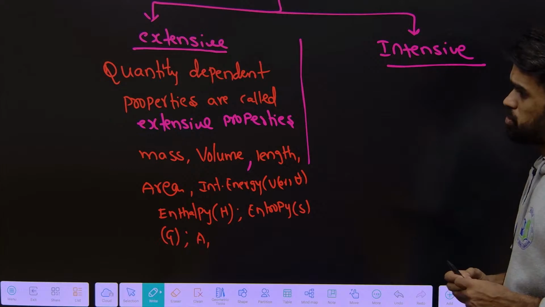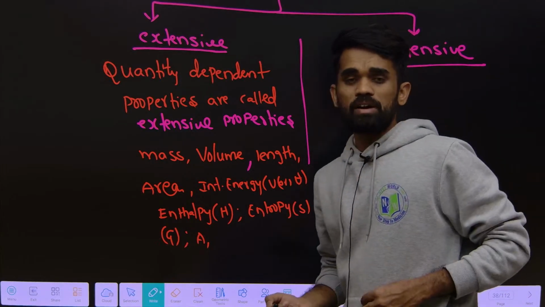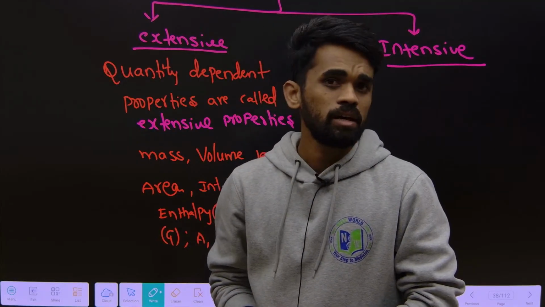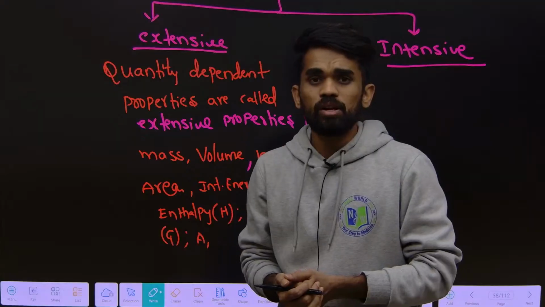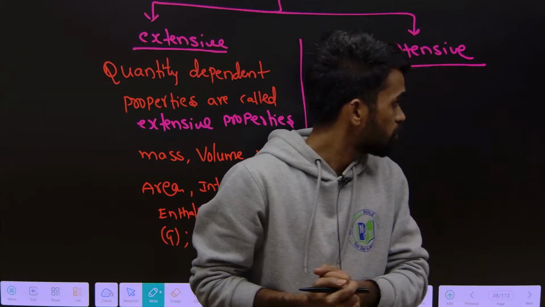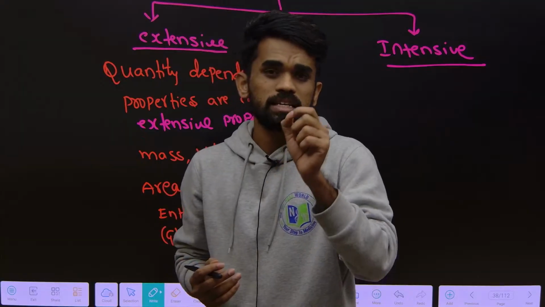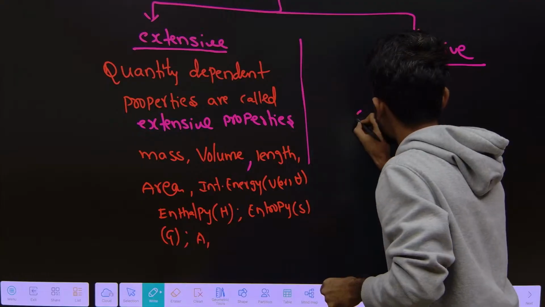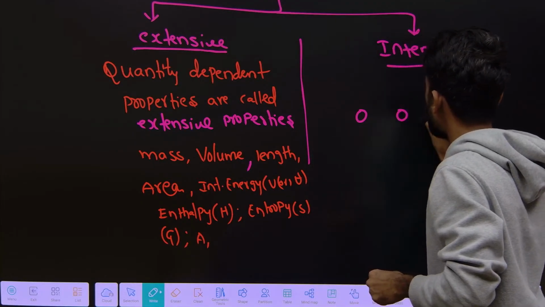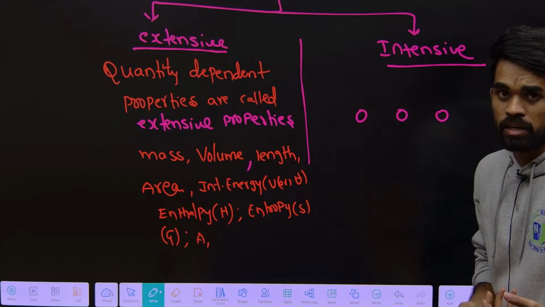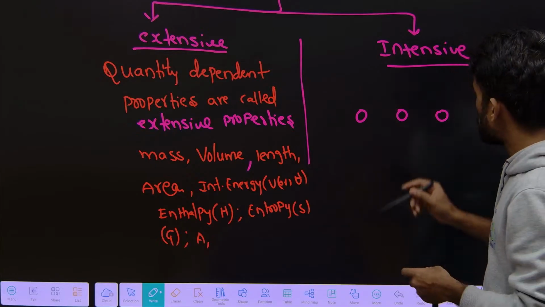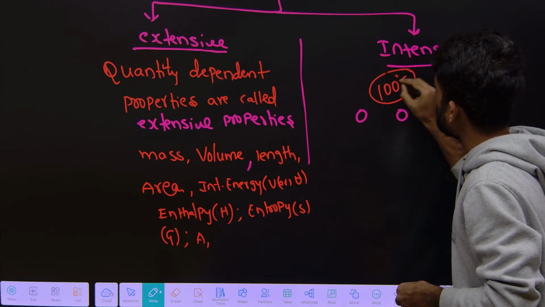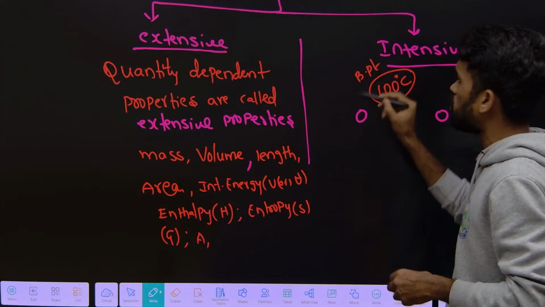See, intensive properties means, very simple example I will tell you. What is the boiling point of water? If someone asks you, you will say at normal conditions it is 100 degrees Celsius. So 100 degrees Celsius is a particular point, a fixed quantity. It means whether you take half a liter of water or 200 ml or just 10 ml, that does not matter. All of them have 100 degrees Celsius as the boiling point. So the boiling point of water is fixed here.